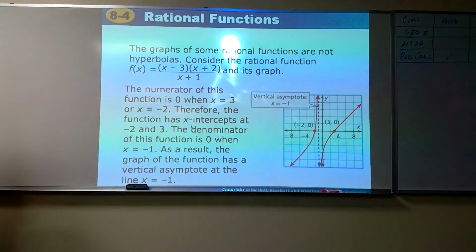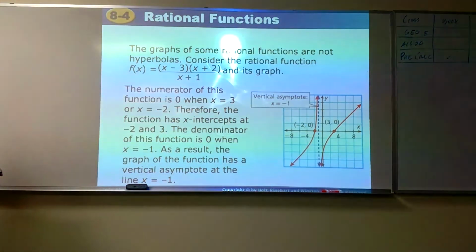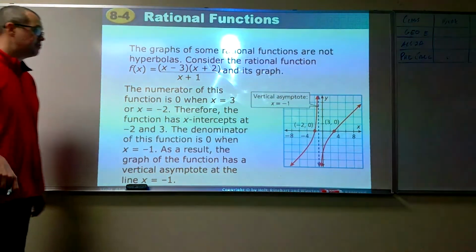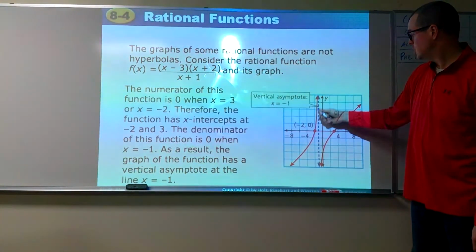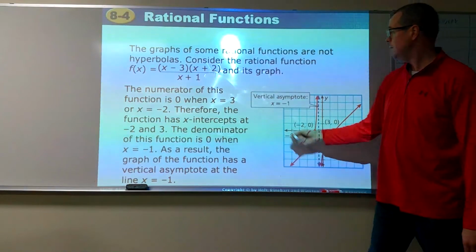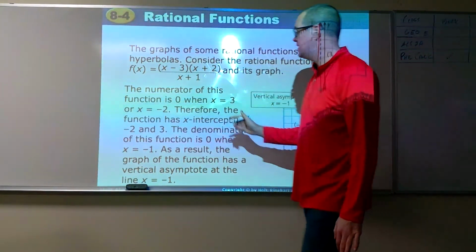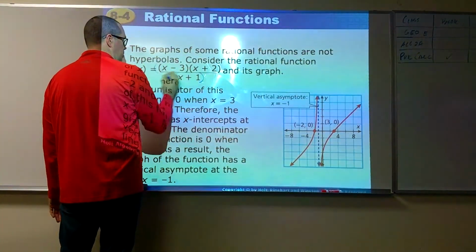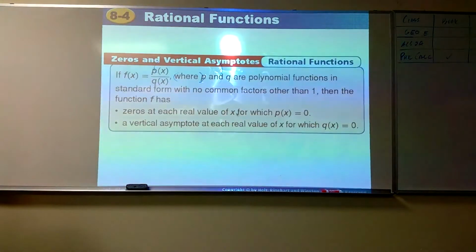Okay, so the graphs of some rational functions are not hyperbolas, but remember, anytime we have x on the bottom, that's going to be a rational function. All right, so if you look at this, we've got a vertical asymptote at negative 1. Okay? That's what this graph would look like if you were to graph this on Desmos. Make sure you put everything in parentheses, top, bottom. You might even need to go like that. Just make sure you separate those out if you want to see them on Desmos.